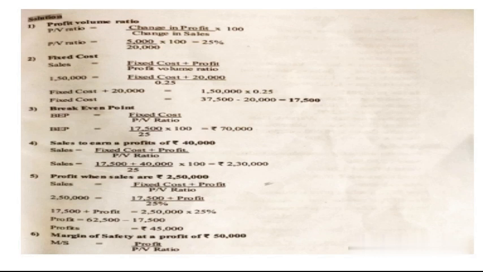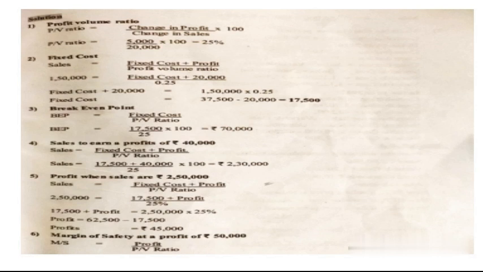So now bring to one side all the like terms. So 62,500 minus 17,500, which will give you 45,000. So 45,000 will be your profit.